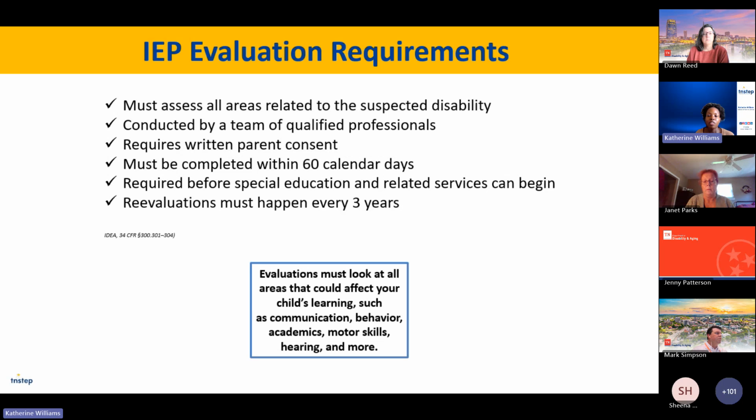And then just a note that a re-evaluation, if the child is found eligible, a re-evaluation should be happening at least every 3 years to ensure that that child still has the right supports. So for example, the supports a child may have had in kindergarten may not be the same supports that they may need in second or third grade.